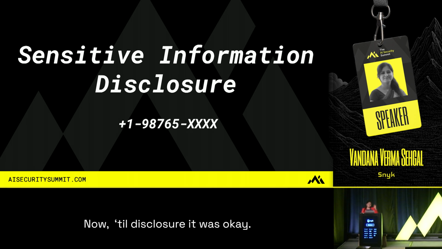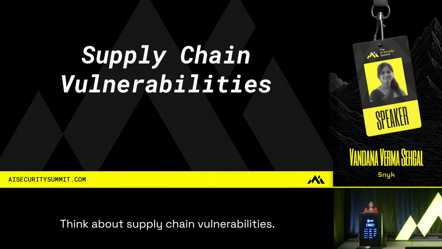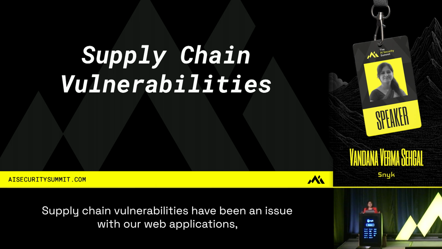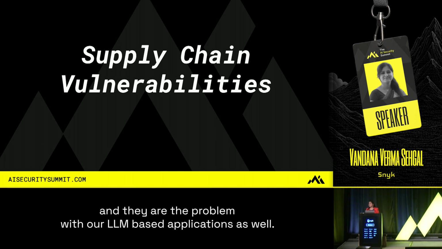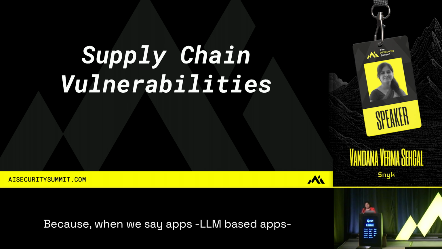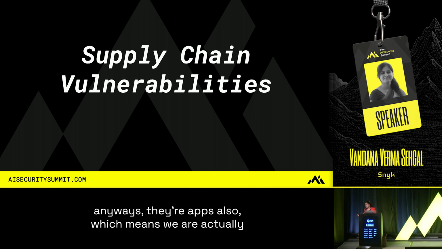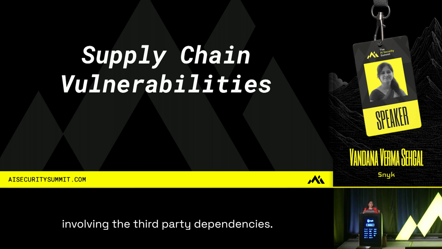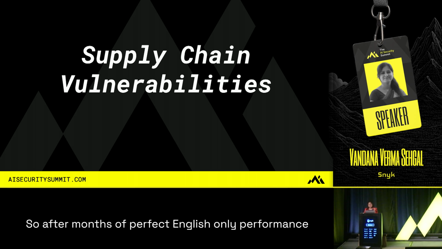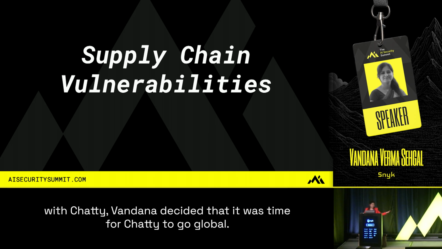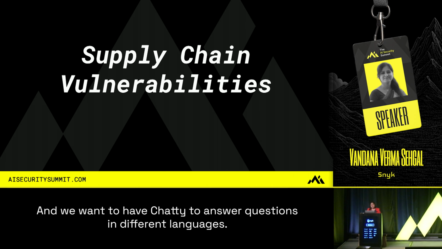Now, till disclosure, it was okay. Think about supply chain vulnerabilities. Supply chain vulnerabilities have been an issue with our web applications, and they are a problem with our LLM-based applications as well. Because when we say LLM-based apps, they're apps also, which means we are actually involving third-party dependencies. Here, if I have to make up a story: after months of perfect English-only performance with Chatty, Vandana decided that it was time for Chatty to go global. And we want Chatty to answer questions in different languages.